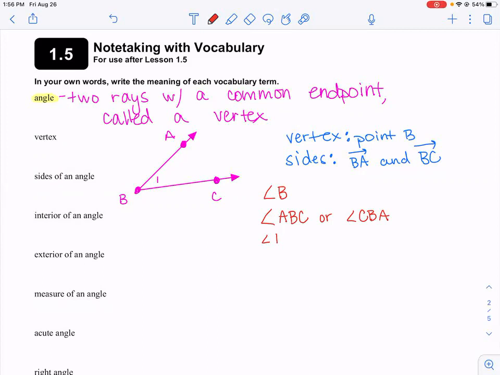Is that an acute angle? Yes, we'll get there, but yes, it is. So you can't go from A to C? No, that is a great question. The vertex always has to be in the middle if you are naming it with 3 letters. So let's just go ahead and practice.